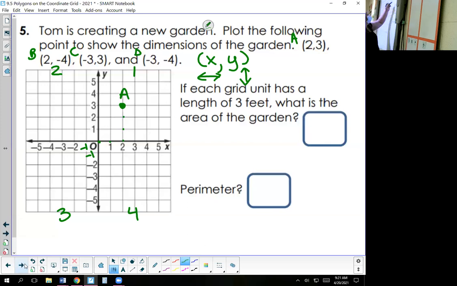I'm in quadrant 1. Quadrant 1 is all positives, by the way. Quadrant 3 is all negatives. Okay, C or B, negative or positive 2, -4. So do I go forwards or backwards? Forwards. Up or down? Down. Right there. B, connect you. Forwards 2, down 4.